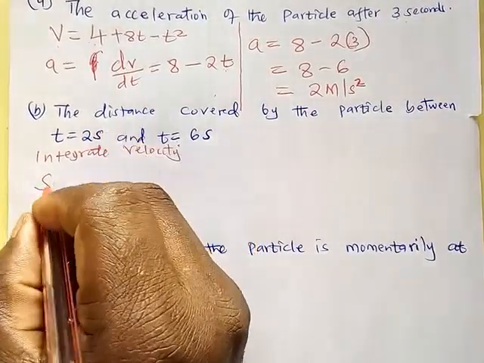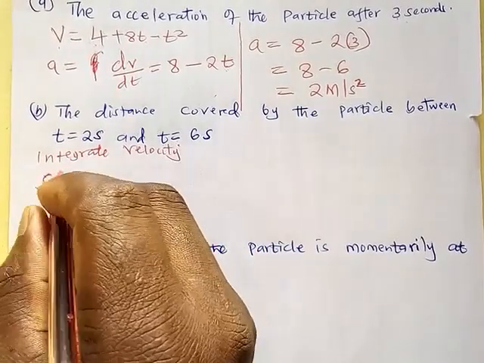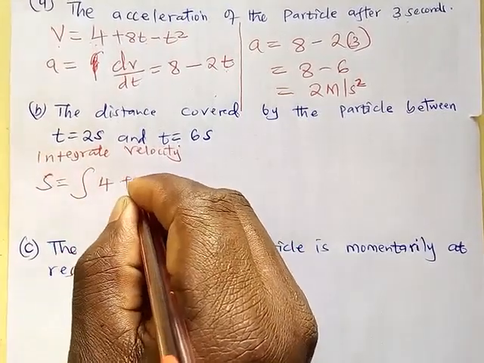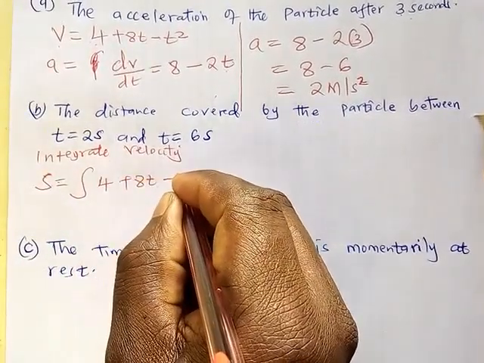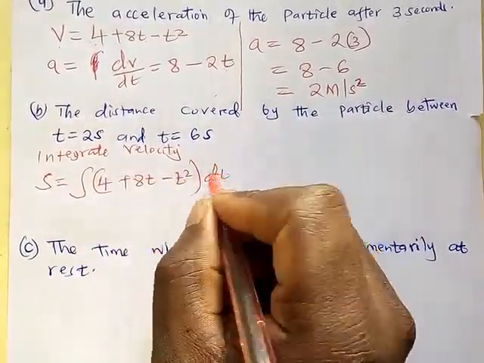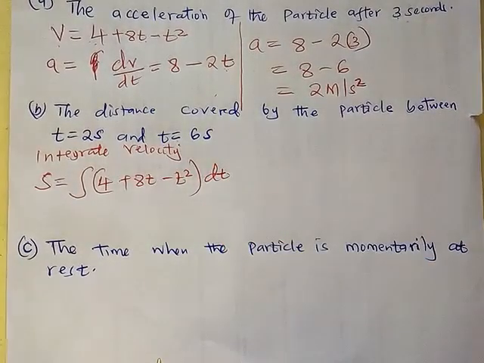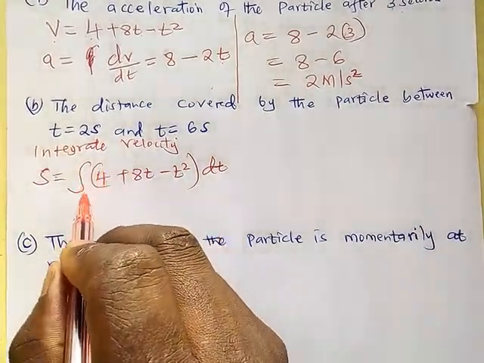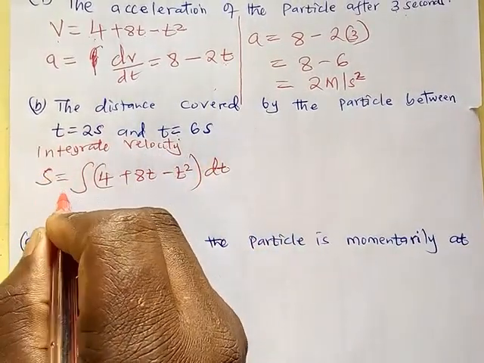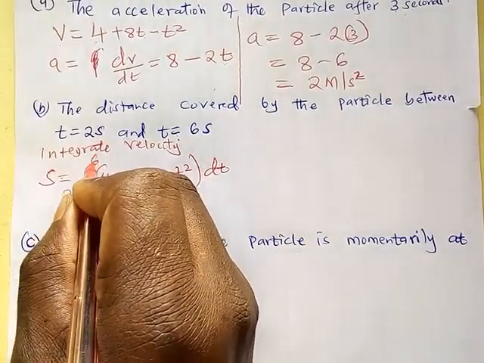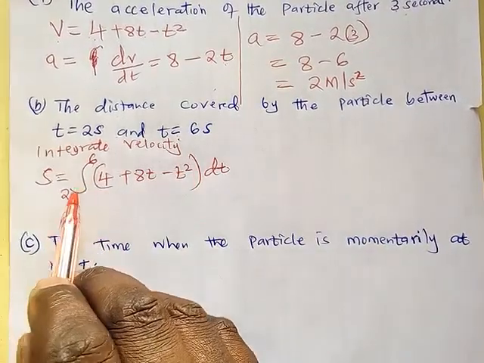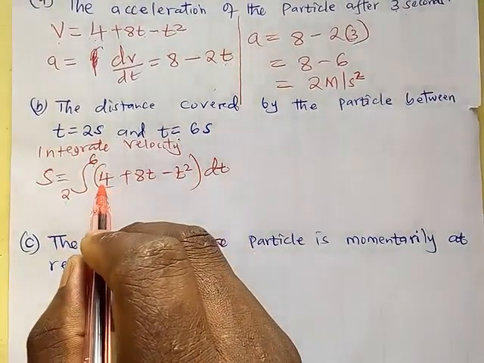So distance, we use s to stand for distance, equal to the integration of velocity, and our velocity is 4 plus 8t minus t square. We put a bracket and then dt. So let us integrate this. We remove the integration sign, but we have the limit. Remember, our limit is time equal to 2 up to 6. So we are integrating this function under the limit 2 to 6.